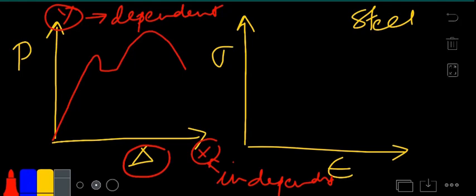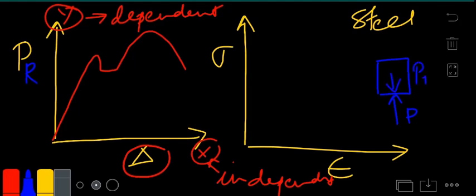This particular value of load is nothing but the resistive load. Now we know, by the equilibrium of a material, that whatever force we apply on a body, the material resists with an equal and opposite resisting force. So whether we take P or whether we take PR, it is basically the same. So the deformation occurs first, and then the resistive force occurs due to the deformation that we are applying to that body. That is why the deformation or the deflection is on the x-axis and the load is on the y-axis, right? Okay.